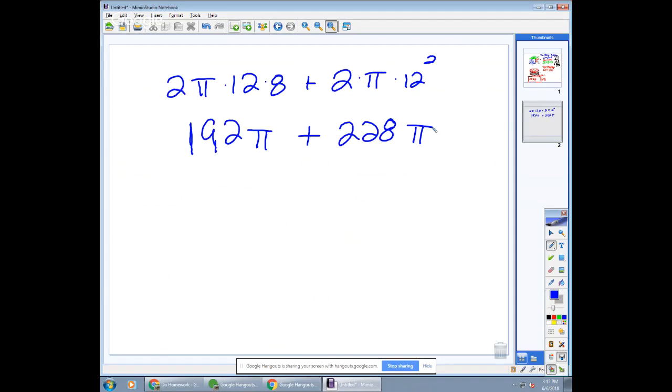So I have 192 pi's and 288 pi's. So 192 plus 288 is 480, so I have 480 pi, and that's centimeters squared, because we started with centimeters, should be the final surface area.